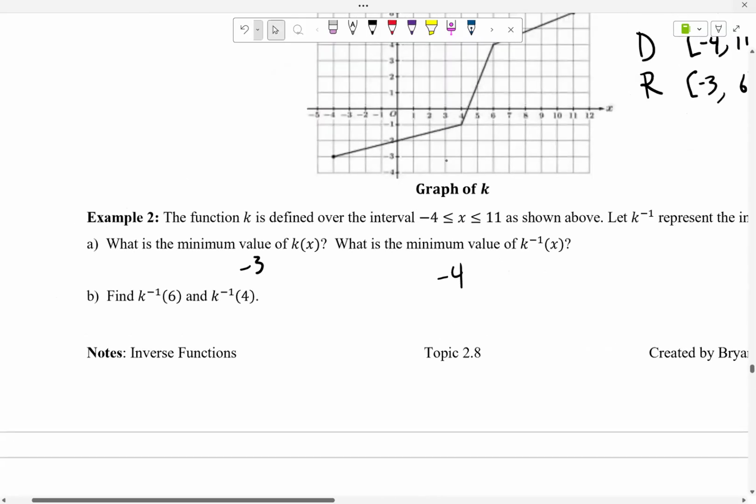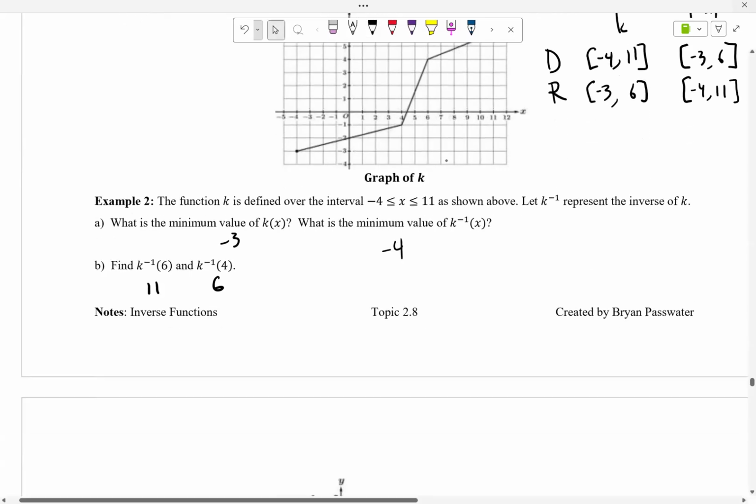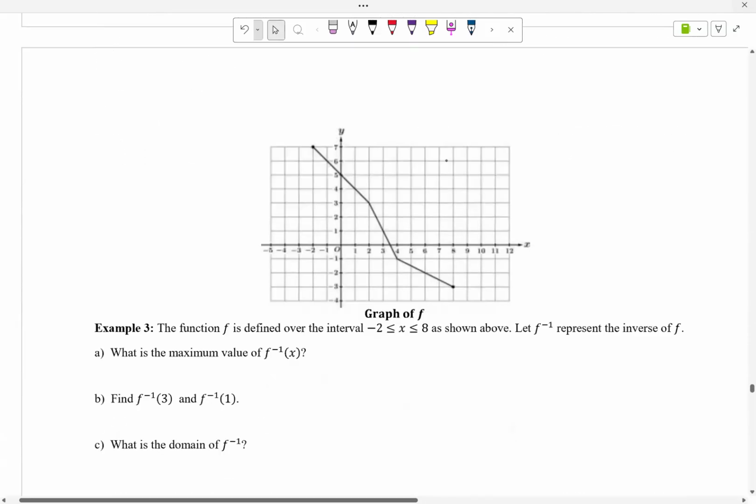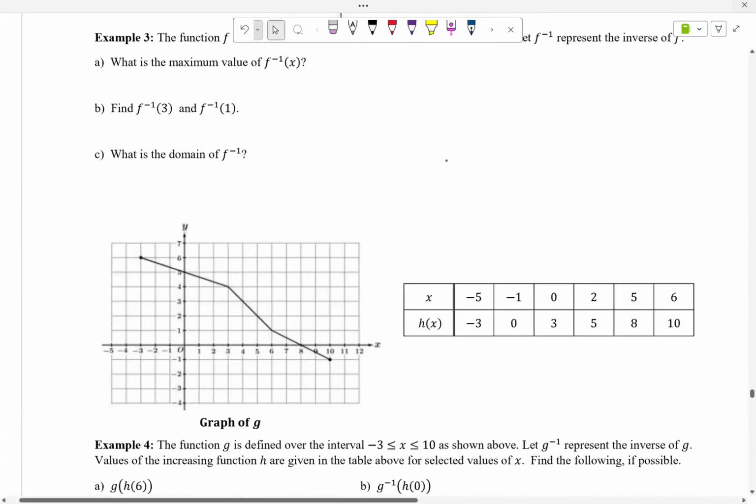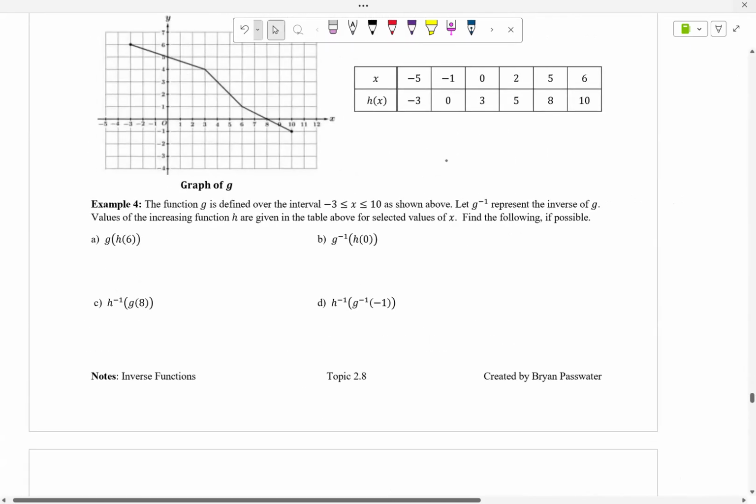Okay. K inverse of 6. Show me what you got, if you got it. And k inverse of 4. 6. Okay, good. One last one, Example 4.